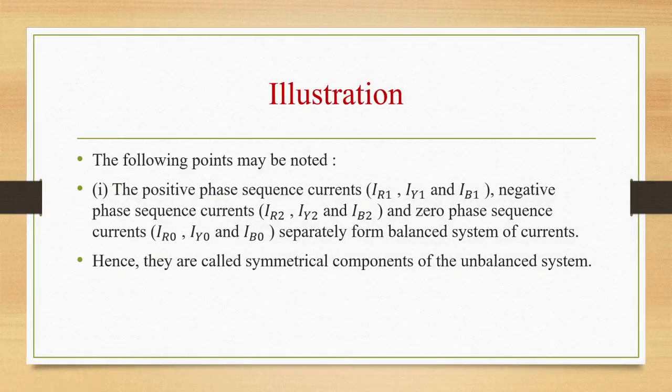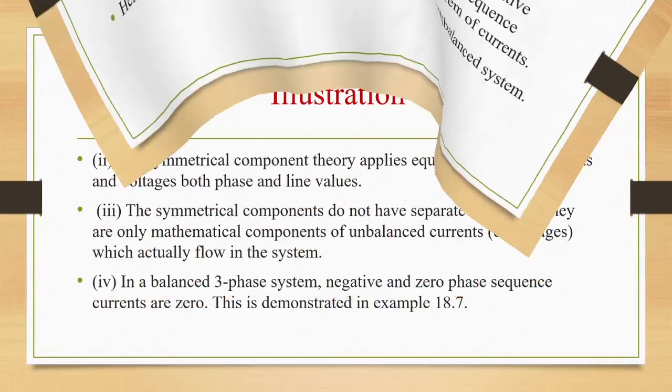So the following points can be noted. First, the positive phase sequence currents IR1, IY1, IB1, the negative phase sequence currents IR2, IY2, IB2, and the zero phase sequence currents IR0, IY0, IB0 separately form a balanced system of currents. Hence, they are called symmetrical components of the unbalanced system.